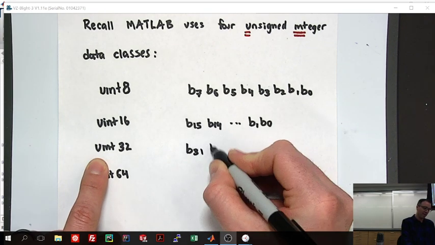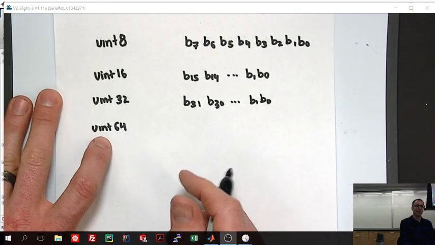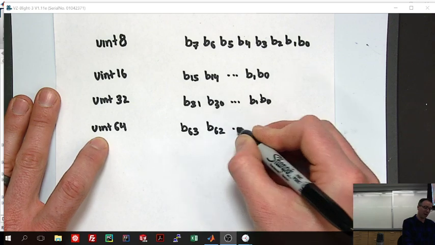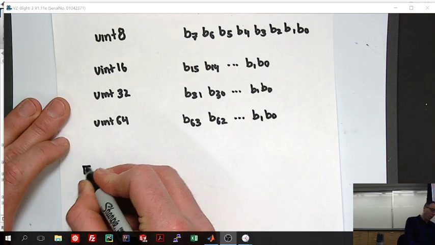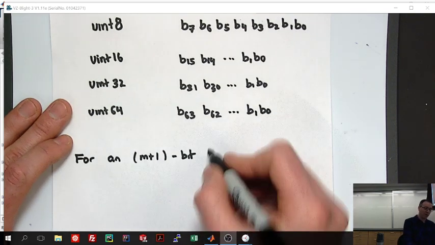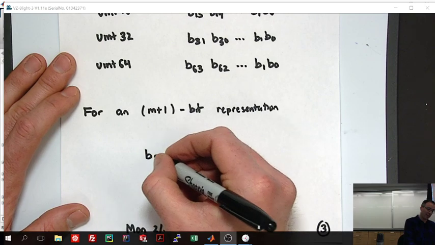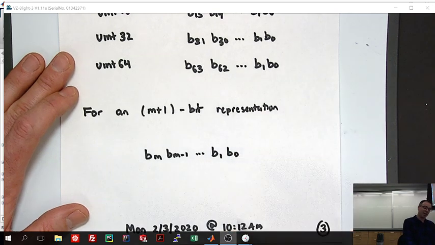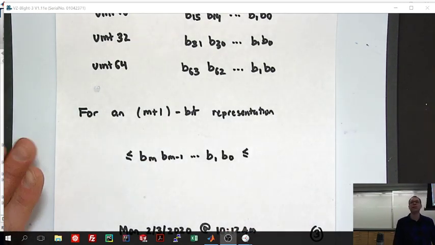What about this one? Yep. All the way down to B1 and then B0 and then uint64, 63, 62. And we talked about last time what the range on this would be, right? For an m plus 1 bit representation, we'd say Bm, Bm minus 1, all the way down to B1, B0. What is the absolute upper bound for the value of this representation?